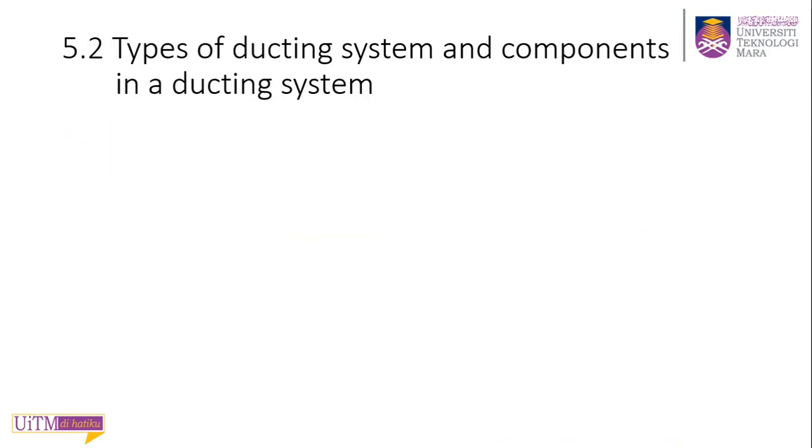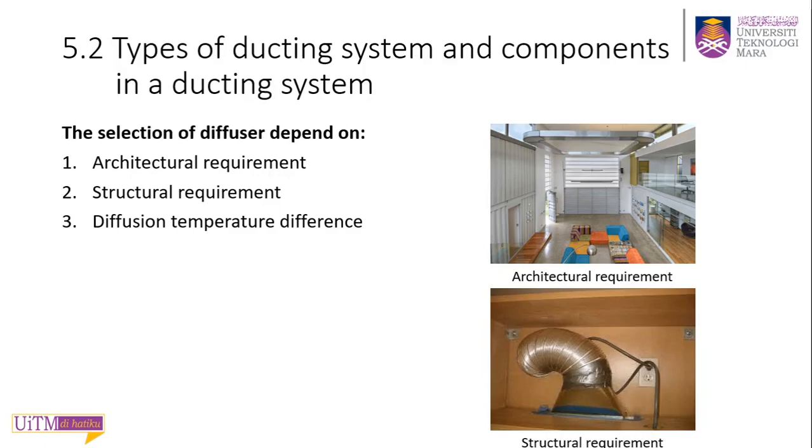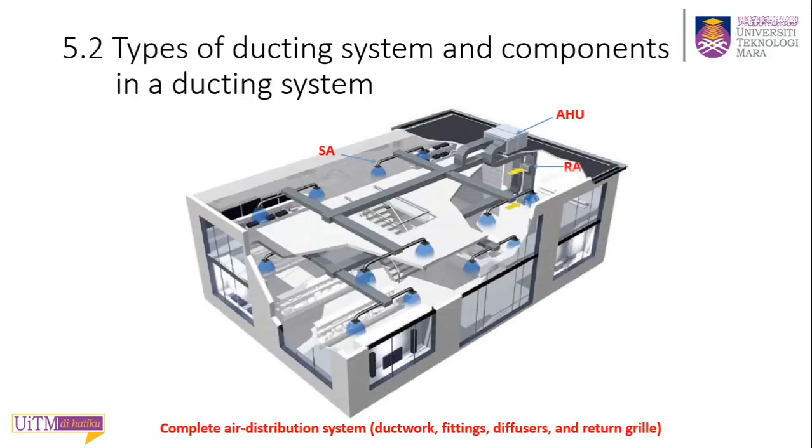The selection of diffusers depends on these four criteria: the architectural requirement, the structural requirement, the diffusion temperature difference, and the size of the diffuser or return grill, which can either be square or round in shape. The figure in the slide shows the complete air distribution system for a space. Please take note of the location for the supply air diffuser, the return air return grill, and also the location for the air handling unit or AHU for the air distribution system.